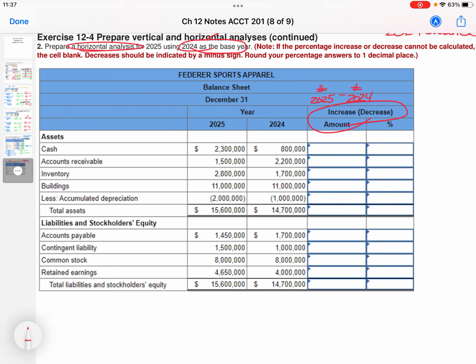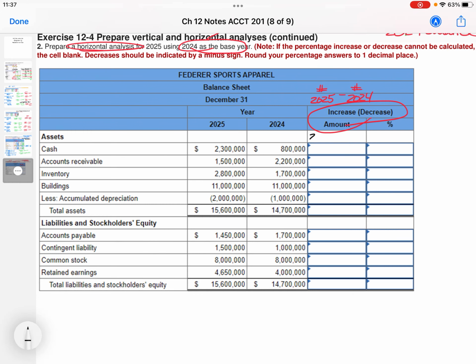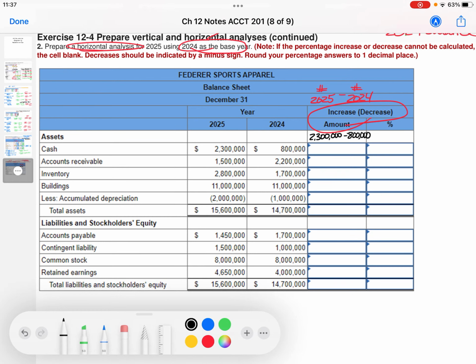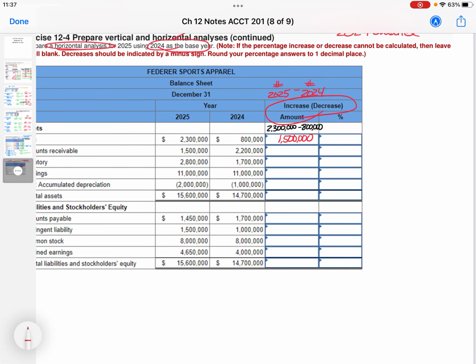For my very first one, it's the only one I'm really going to show you, it would be taking the 2.3 million and subtracting the 800,000. So I subtract those numbers and I end up with 1,500,000. Now all you do with that number, the increase or the decrease, is divide it by the base year. The base year is 2024, so it's 800,000.